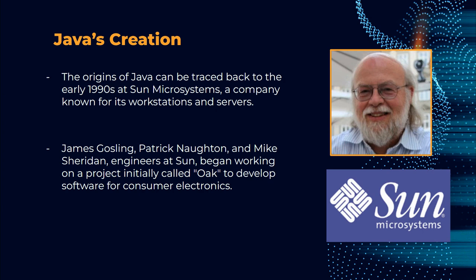Their project was initially named Oak, after the tree that Gosling could see from his office window. The aim of this project was not just to develop another piece of software, but to create a new kind of software that could be used in consumer electronics, a market that was just beginning to take off at that time. The team wanted to create software that was robust, secure, architecture neutral, and portable, characteristics that were not commonly associated with software at that time. This vision led to the creation of Java, a programming language that would revolutionize the software industry, and so many people use it now.